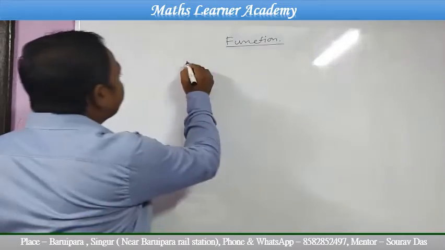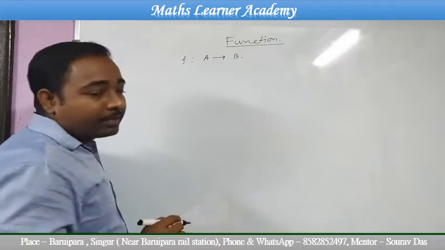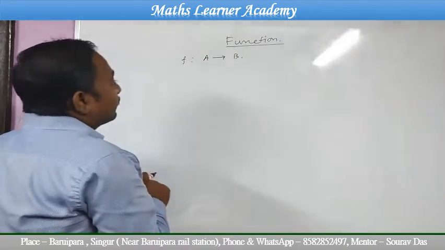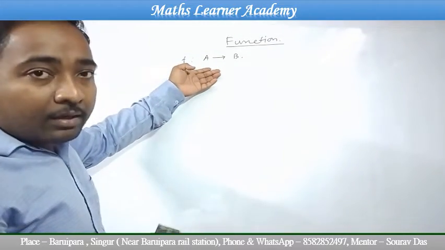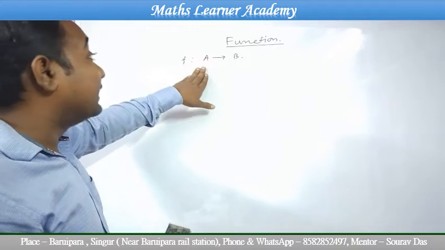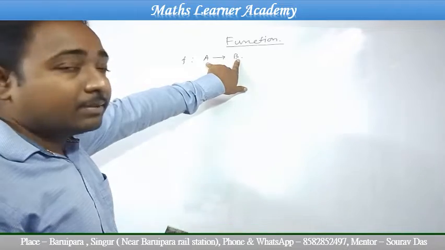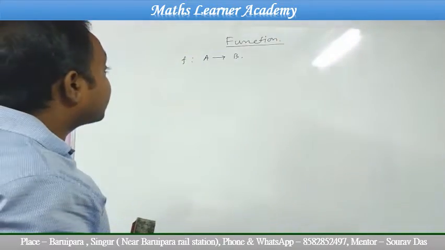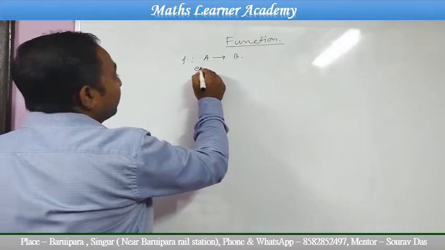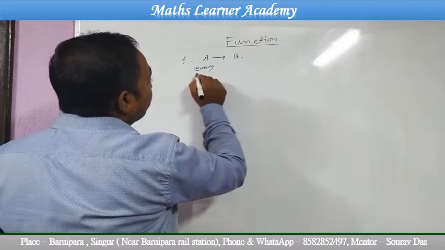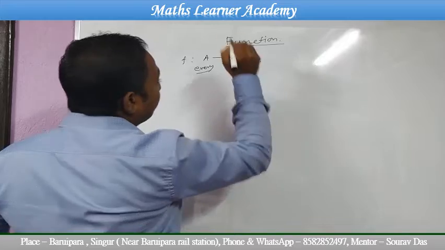So we all know that a function f maps A to B. This is the function, right? So what is the definition of the function? Function is a rule of correspondence that assigns every element of the set A to a unique element of the set B, right? So what is function? Function is a rule of correspondence that assigns to every element. These two words are the most important words. Every element of the set A to the unique element of the set B.